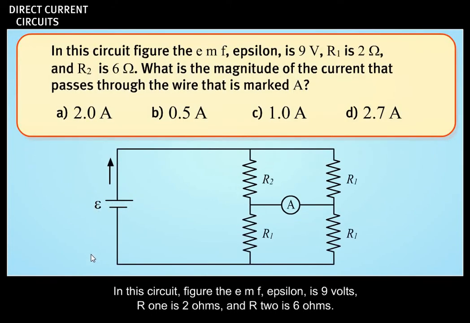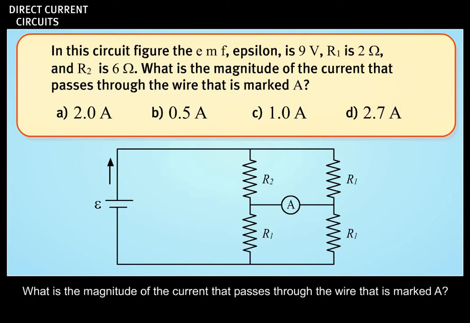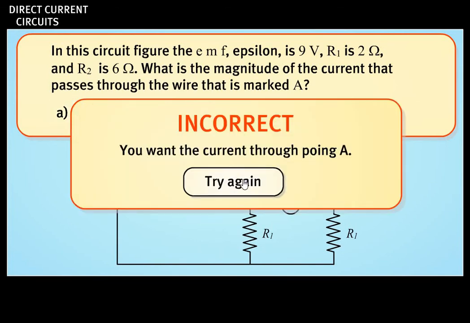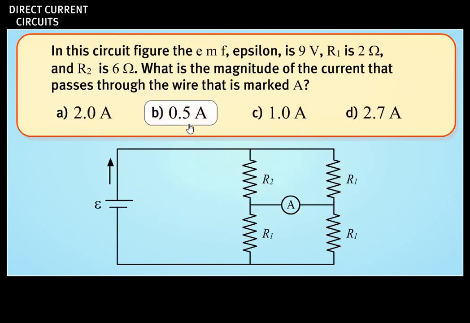In this circuit, the EMF, epsilon, is 9 volts, R1 is 2 ohms, and R2 is 6 ohms. What is the magnitude of the current that passes through the wire that is marked A? Try again. Correct.